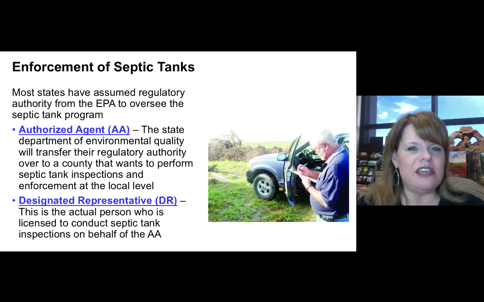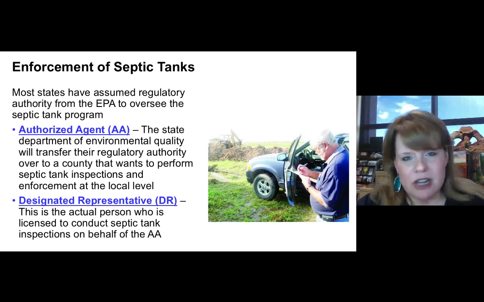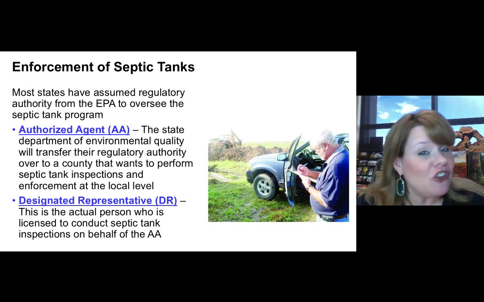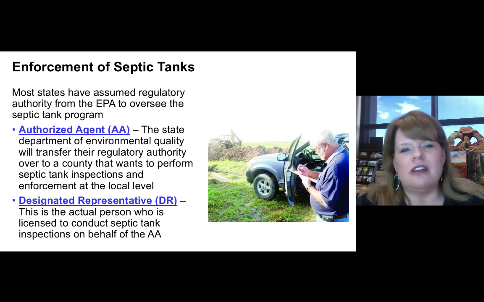They can charge a fee for the designated representative to go out. So the DR, designated representative, is the actual person who is licensed to conduct septic tank investigations or inspections on behalf of the authorized agent. Typically, the authorized agent is a county judge, and I have met a lot of county judges when I worked for TCEQ, but none of them were designated representatives. So I guess it's possible that they could be, but I've never met one, and it's highly unlikely. They have other jobs that they're doing. So the designated representative only gets a portion of that money, and the county gets the rest of it.